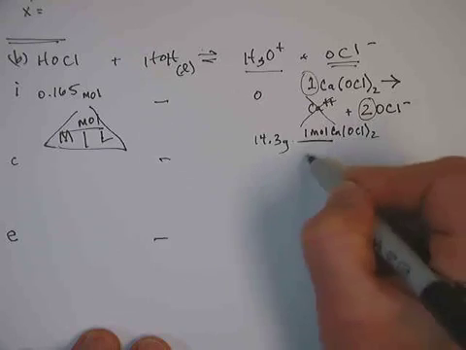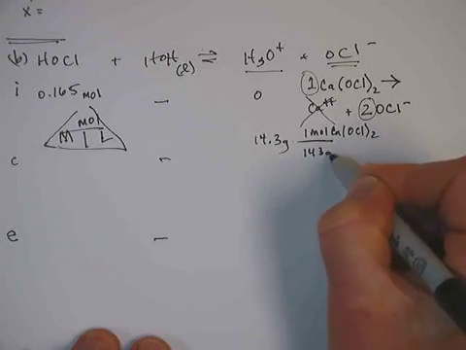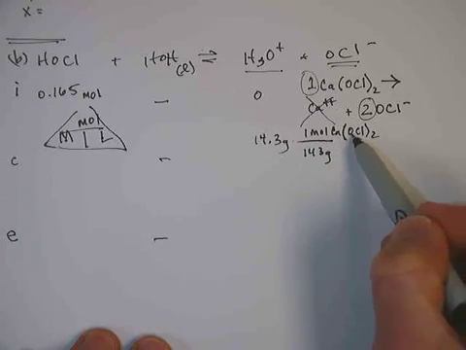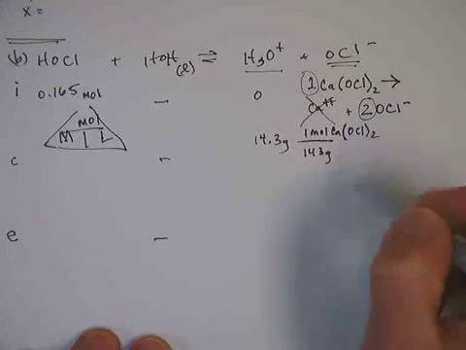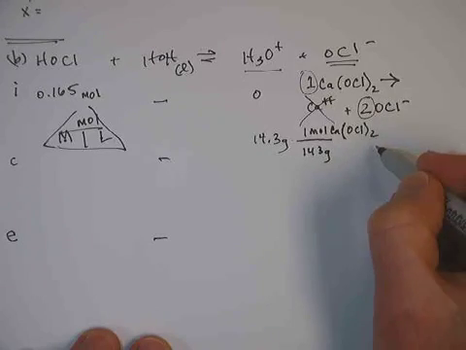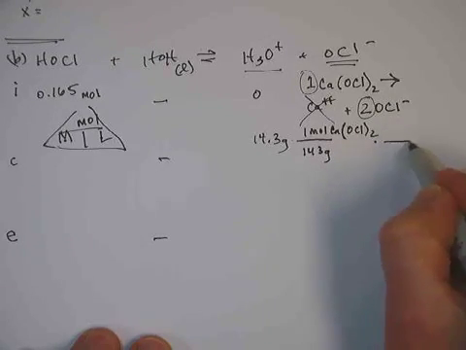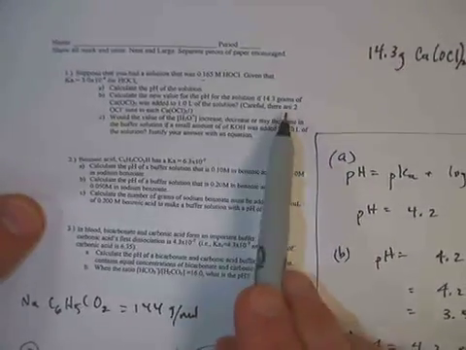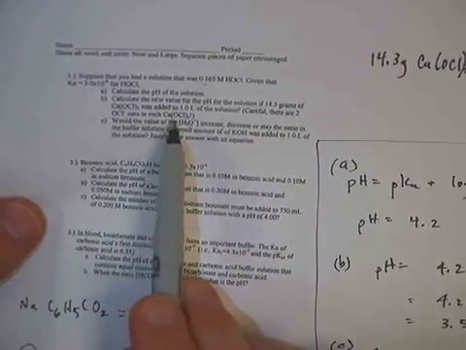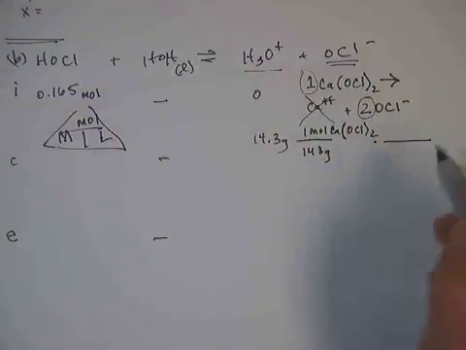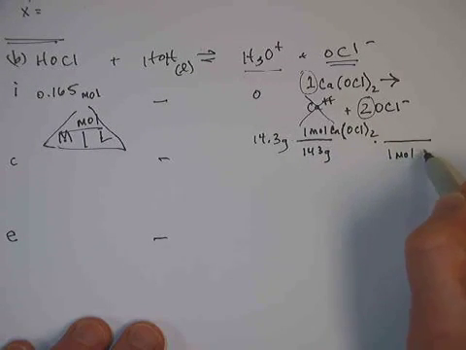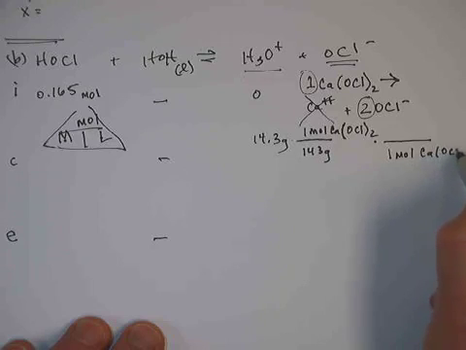Convert it to moles, and remember that in 1 mole of CaOCl2 there are 143 grams. Where did I get that? I added up 1 Ca, 2 O's and 2 Cl's on the periodic table. And then the tricky part of this is to notice, and they give you a hint in the question, that there are 2 OCl minus ions in each one of these.